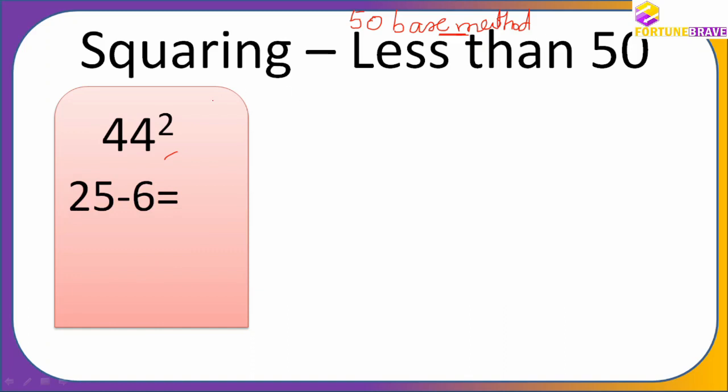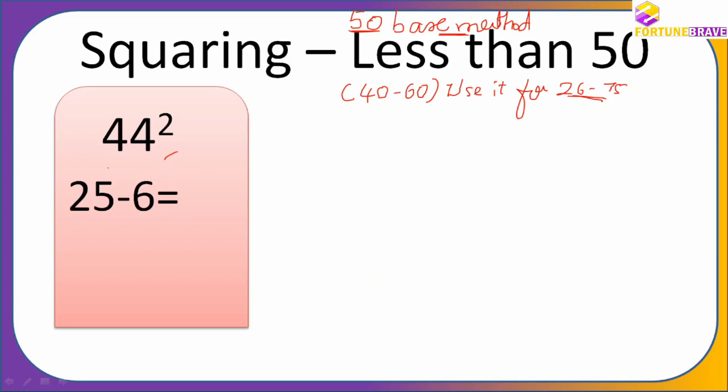See here, when it is 44, this is only the 50 base method. So when the numbers are between 40 to 60, you can use it. It works for 26 to 75, but if you know the squares up to 25, this is possible. So if you know the squares up to 25, you will be able to do it, but we are now concentrating only on 40 to 60.